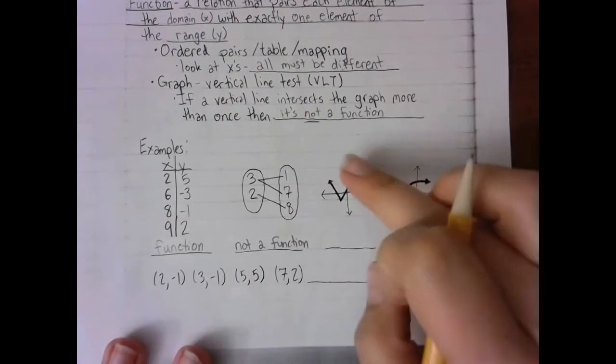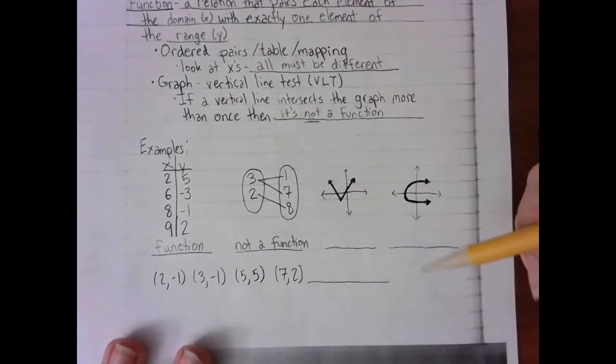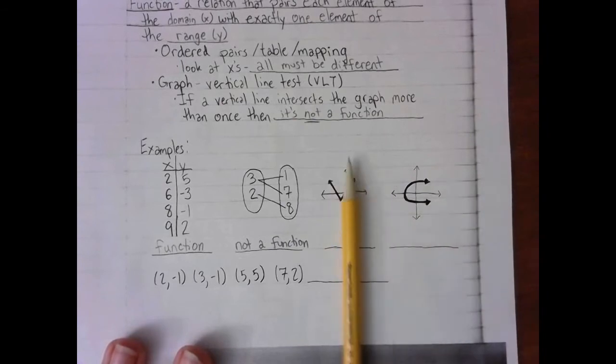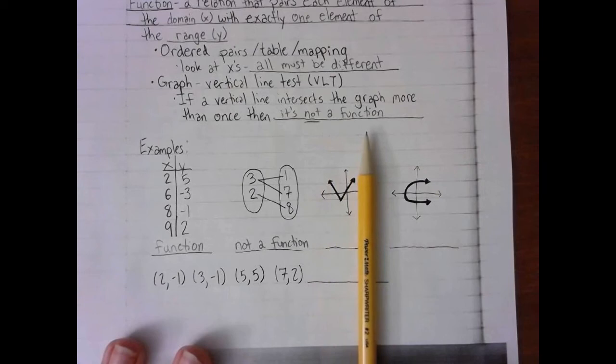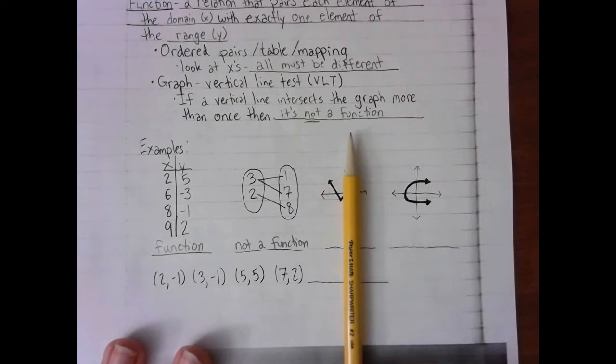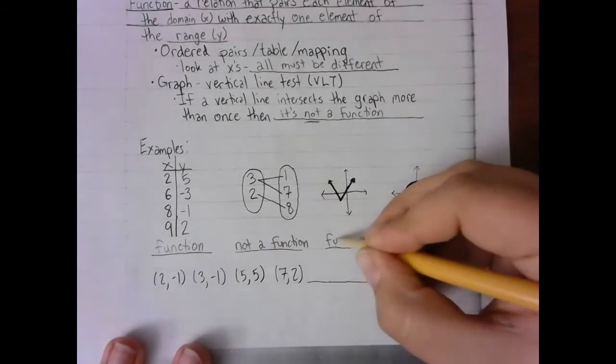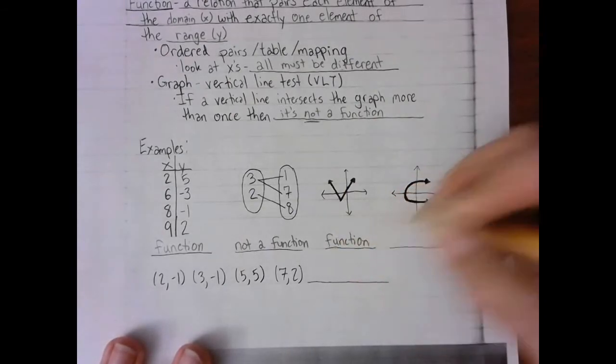Okay, now we have two graphs. The bold is our actual graph. Let's pretend we have a little vertical line. This is going to be my vertical line. If we pass it all over that graph, it only hits it at one point at a time. So this is a function.